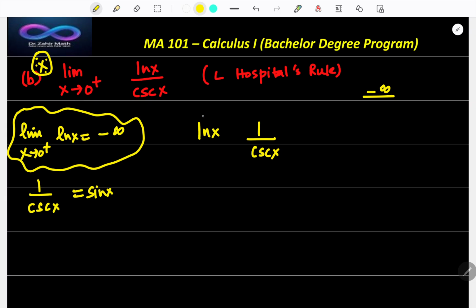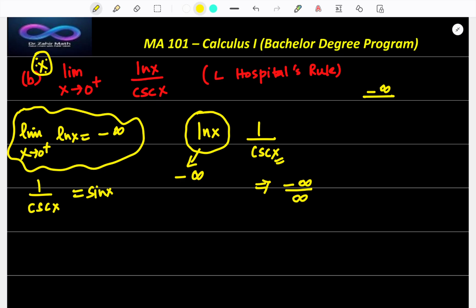When limit x goes to 0 plus, this becomes what? Minus infinity, right? And when limit x goes to 0, you will get what? 1 by cosecant 0. Sine 0 is 0. Cosecant 0 is 0. So 1 by 0, it's again going to become what? Or you can say cosecant 0, you'll get 1 by sine 0, right? Which again becomes infinity. So this is going to become minus infinity divided by infinity, right?